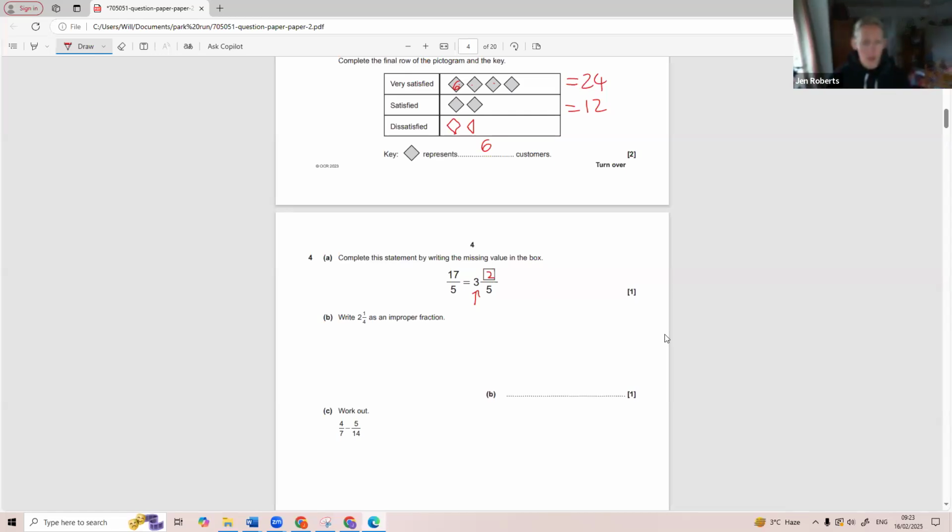Change this to an improper fraction. So we want to look at how many quarters we've got all together in 2 wholes and a quarter. 2 times 4 is 8, plus 1 is 9. And it's quarters still, so 9 quarters.